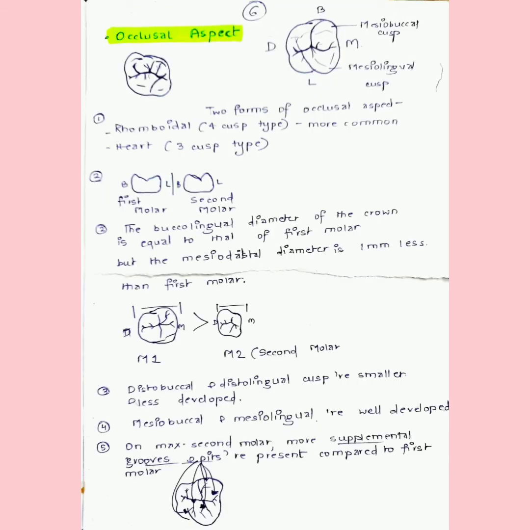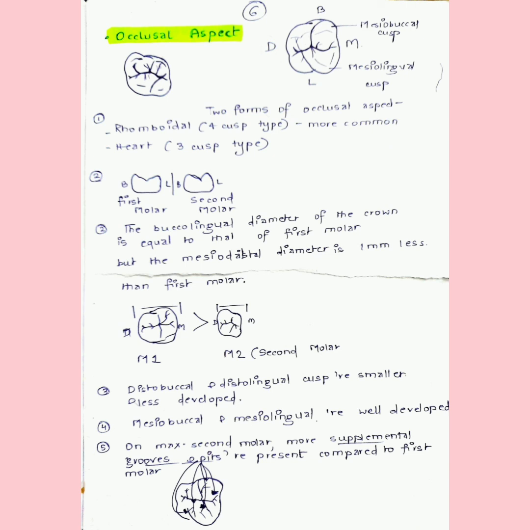The occlusal aspect is rhomboidal, which is more common, that is the 4 cusp type, and there is also the heart-shaped type, that is the 3 cusp type, where the distolingual cusp is less developed or sometimes absent. Mesiobuccal and mesiolingual cusps are more prominent or more developed, and buccolingual dimensions are the same as that of the first molar, but mesiodistally it is 1 mm less than that of the first molar.